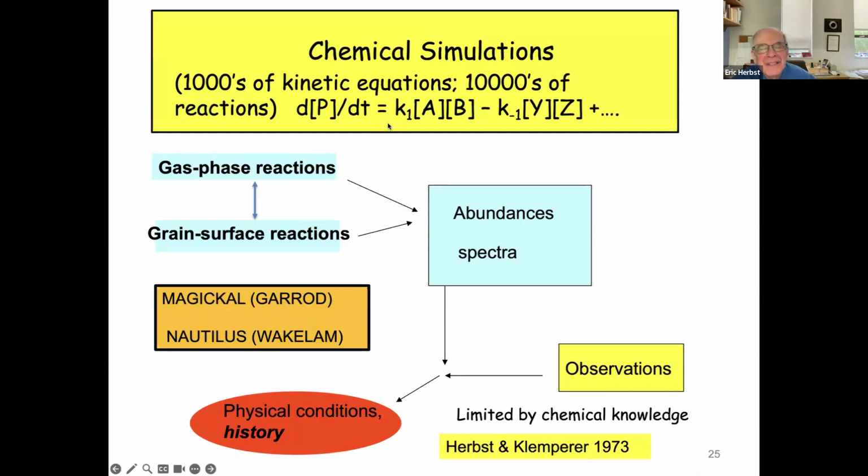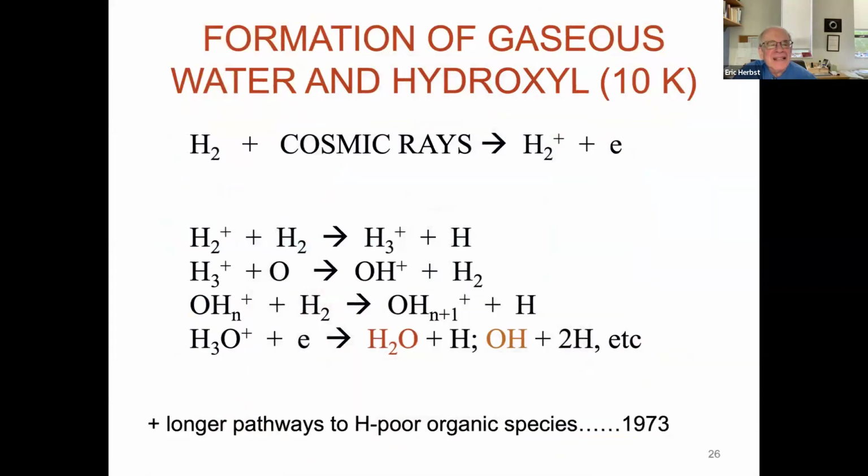I should say that the first model of this sort, in which we calculate concentrations with a big computer, when I first did it with my research advisor, we got up to 100 reactions. So now we have about 100 times 100 reactions. And we can compare with observations. We can learn about physical conditions of sources and their history. All right, moving on. So here's an example of some chemical reactions.